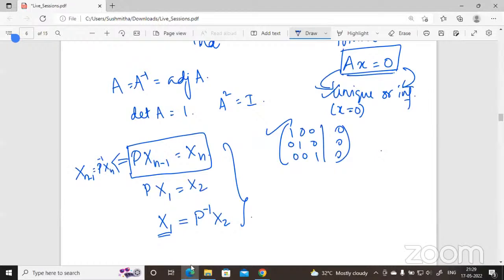So you have a system of equations, Ax equal to b. How will you find x if A is invertible? x is equal to A inverse b, right? That's what we are doing here. x(n-1) is P inverse x(n). So from x2 you will get x1, and from x1 you will get x0.